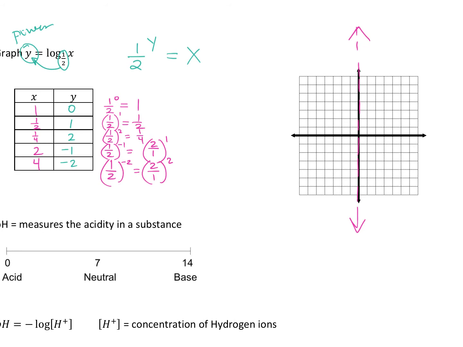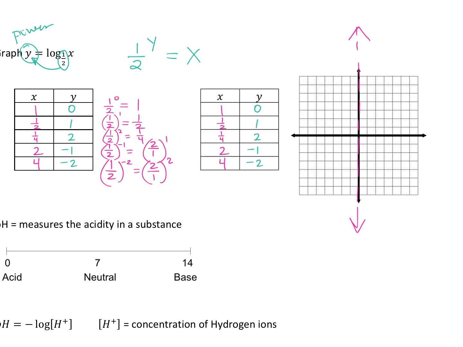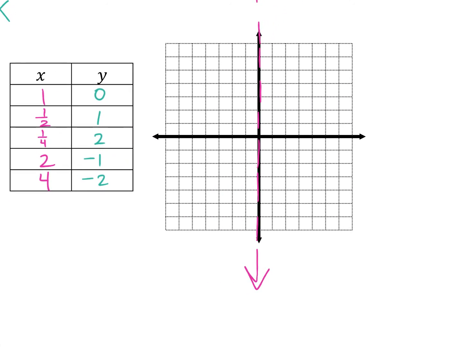I'm going to move this over so we can zoom in a little more. All right, so to graph this, we get 1, 0. That's right here. 1/2, and then up 1 is right there. 1/4 and up 2 is going to be a little closer yet to the asymptote. 2, -1 is right here, and 4, -2 is right there. So your graph looks something like that.